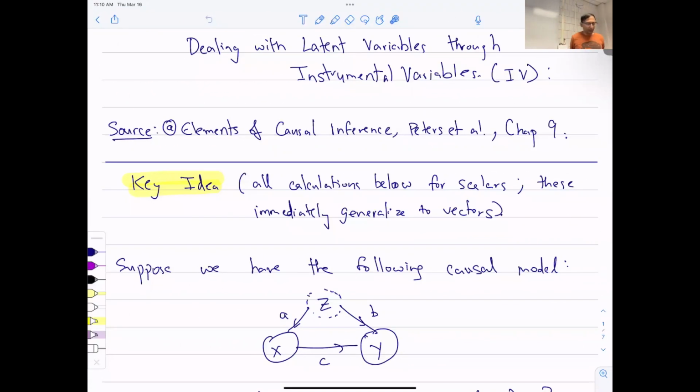Okay. So I'm continuing from where we left off. We're moving to the next set of notes. This is on dealing with latent variables or instrumental variables, IVs. This is from chapter 9 in the Elements of Causal Inference book, and also some papers which I'm going to talk about in a few minutes.